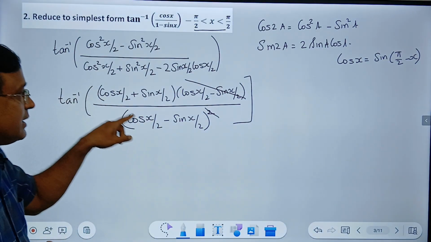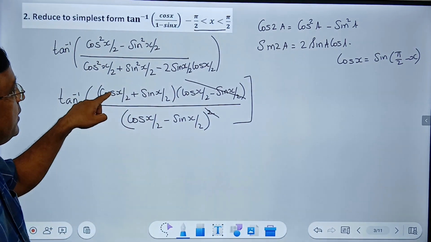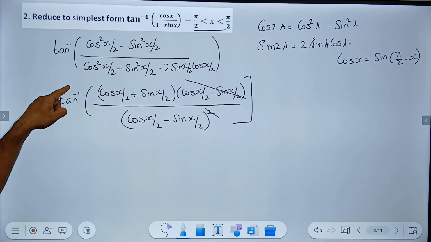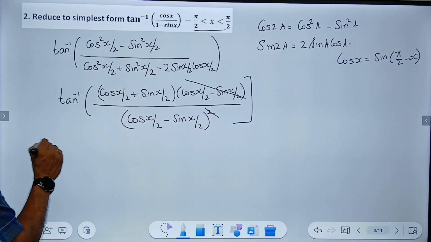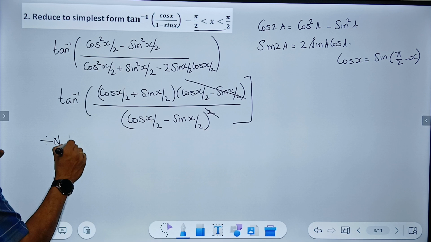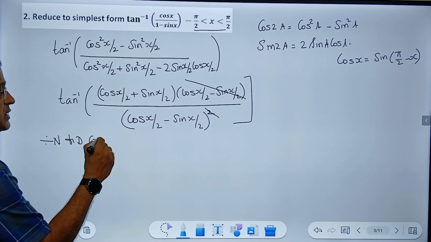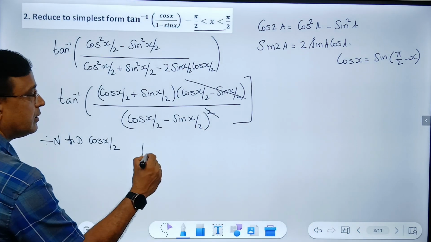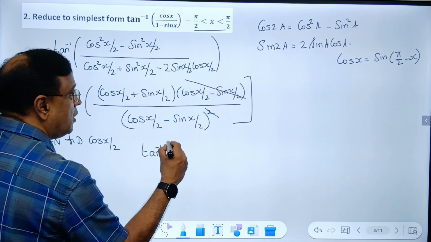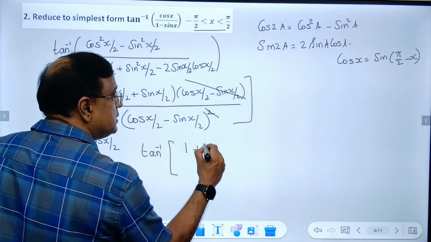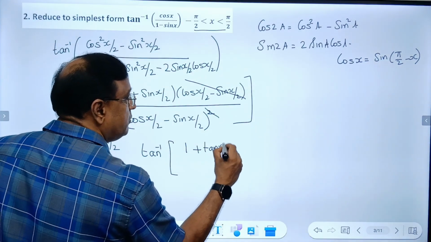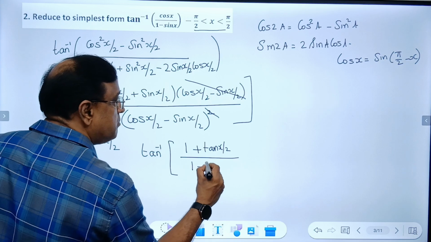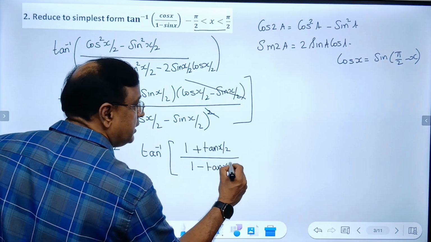Now this is exactly the previous problem. Instead of x by 2 in the previous problem, it was x. So what you do here is divide numerator and denominator by cos x by 2. So what do you get? tan inverse of 1 plus tan x by 2 divided by 1 minus tan x by 2.